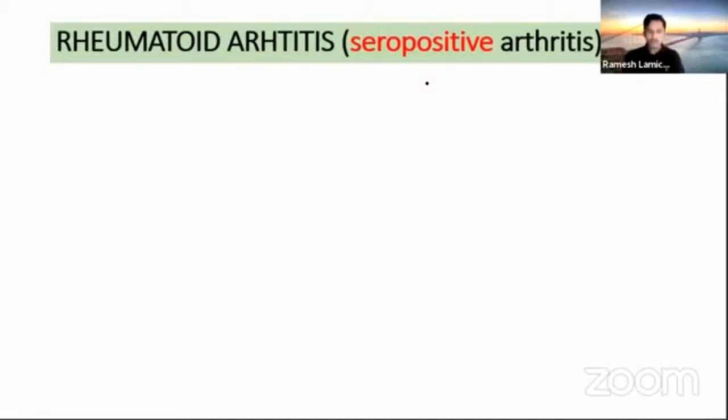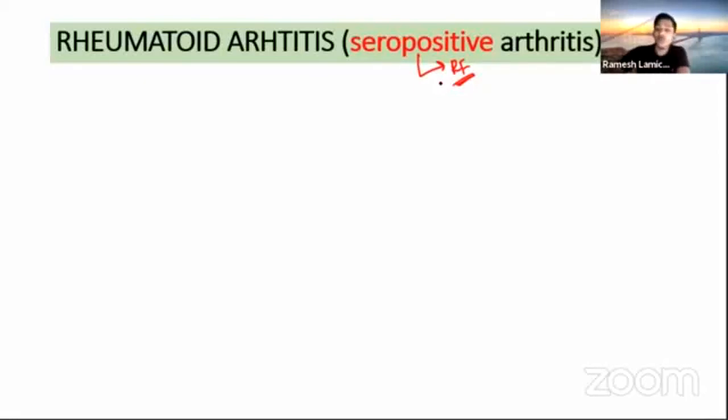So this is seropositive arthritis. Why is it seropositive arthritis? Usually the blood is positive for the rheumatoid factor. That's why we call this seropositive arthritis.